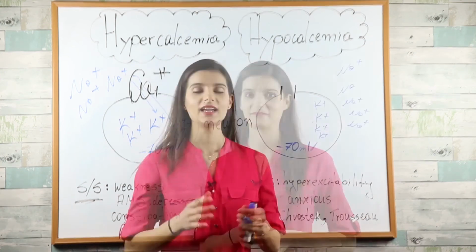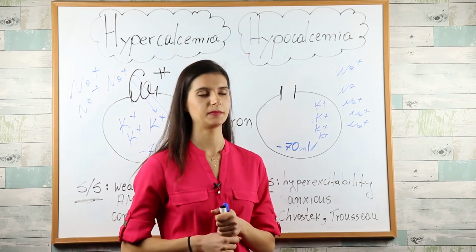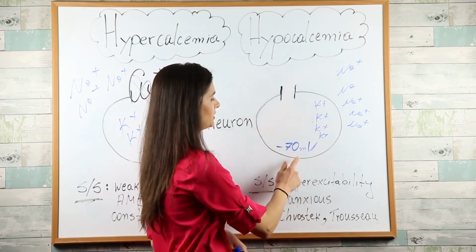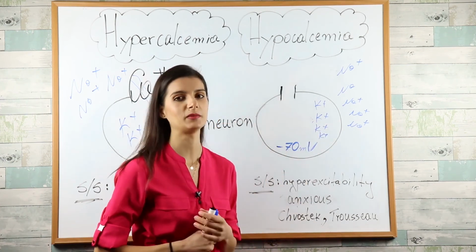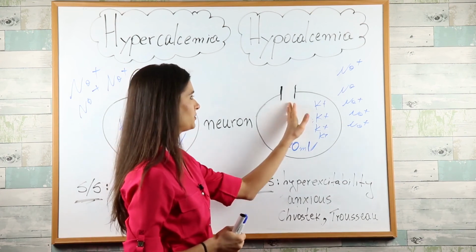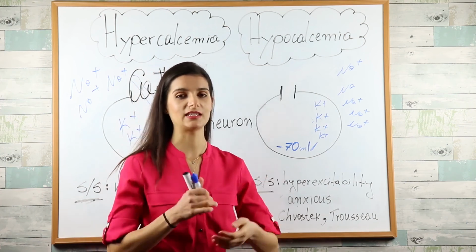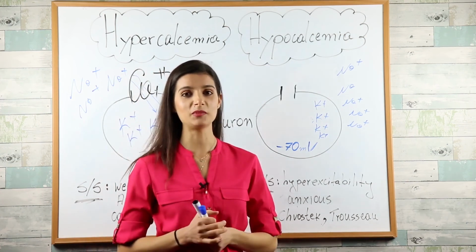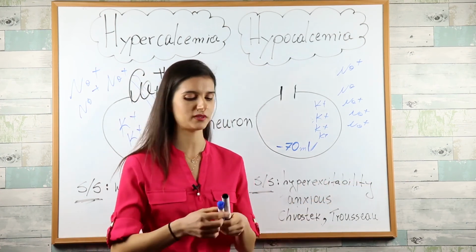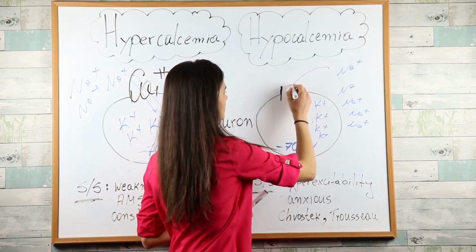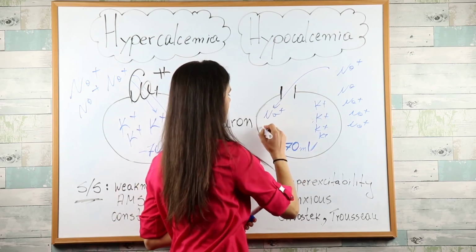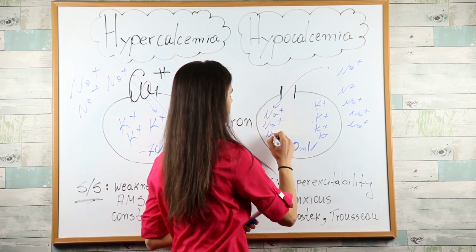Cool, right? Let's discuss hypocalcemia now. Again, this is our neuron with resting membrane potential of minus 70 millivolts. But what do you think is going to happen with the sodium channel in hypocalcemia? Yes, it will be constantly open. Why? Because there's just not enough calcium to close it. So there will be constant influx of sodium ions inside our neuron.